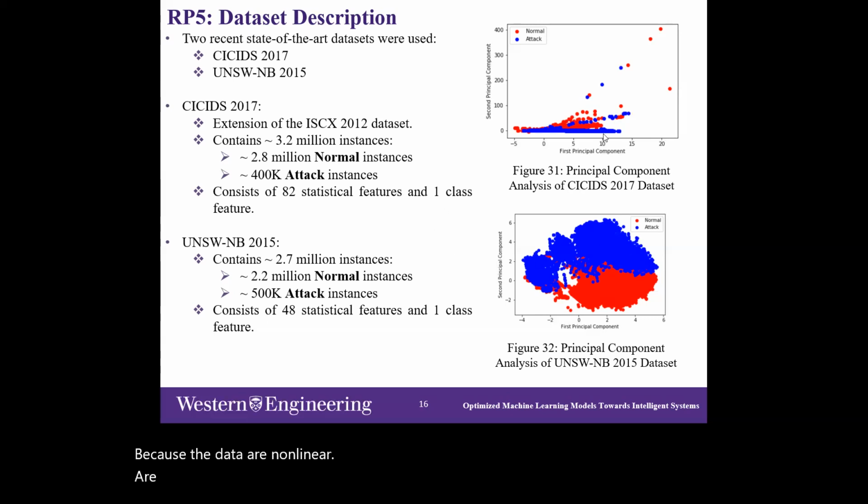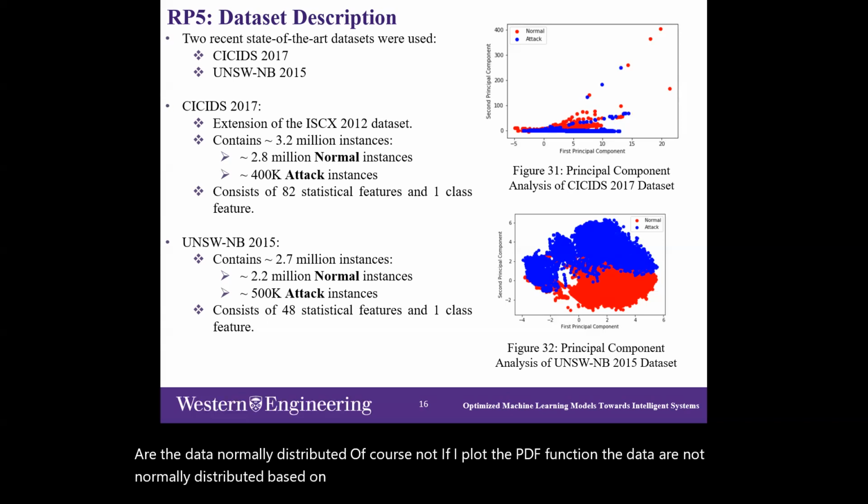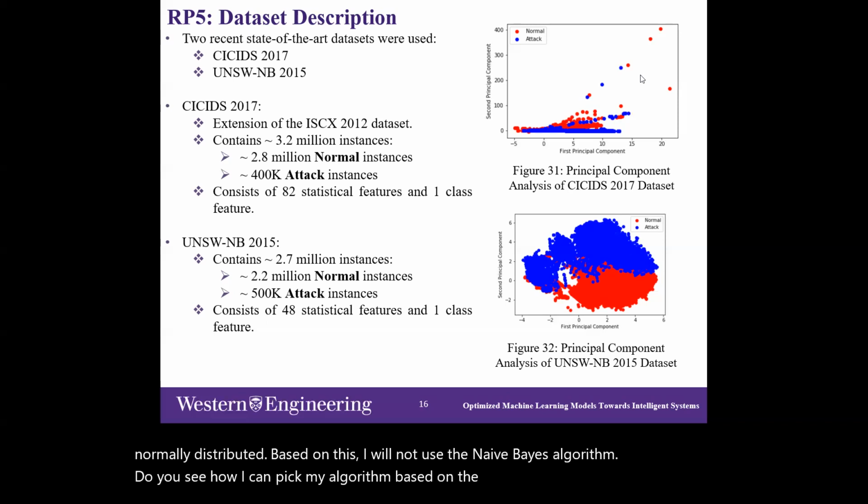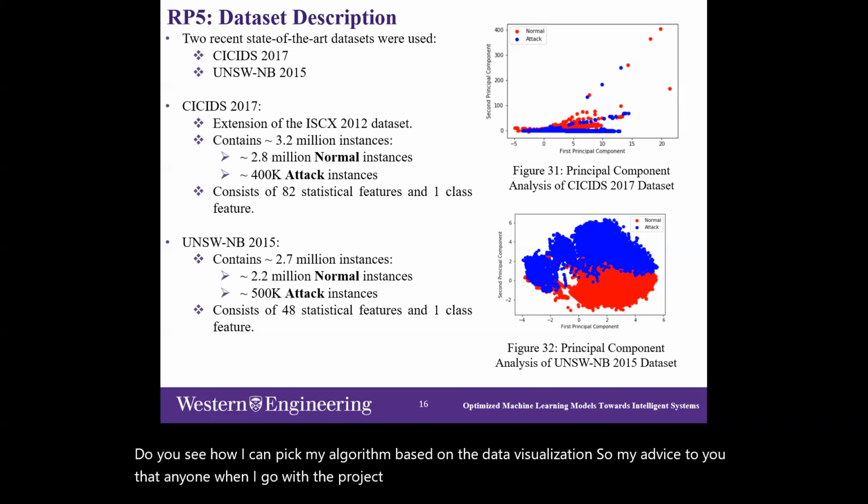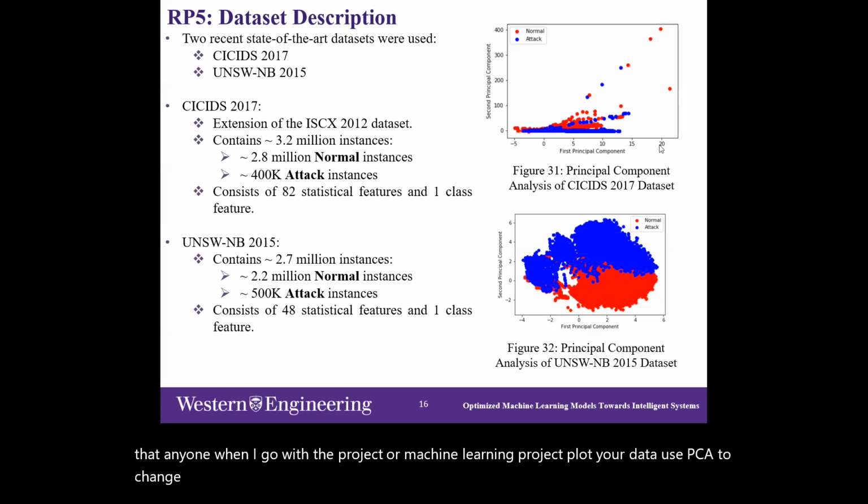Are the data normally distributed? Of course not. If I plot the PDF function, the data are not normally distributed. Based on this, I will not use the naive Bayes algorithm. Do you see how I can pick my algorithm based on the data visualization? So my advice to anyone who wants to go with a machine learning project: plot your data, use PCA to extract two features from the whole set of features, and plot them against the class. Then you can visualize and have a sense of how your data look.